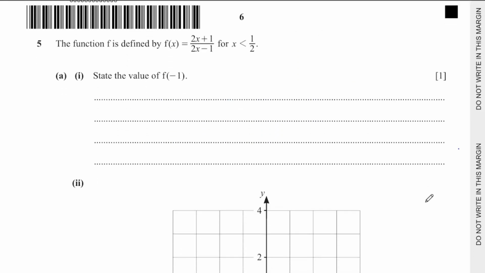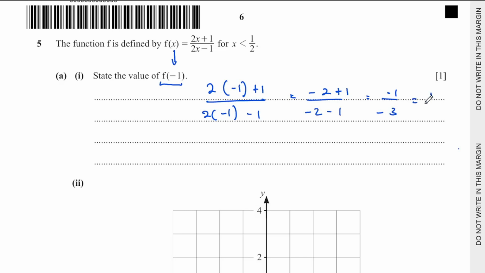The next part asks us about a function. So the function f is defined by f of x equals 2x plus 1 over 2x minus 1 for x less than a half. So any value less than a half, that's the restricted domain on this function. State the value of f of negative 1, which means x in this case is negative 1. So you just put that here, 2 times negative 1 plus 1 over 2 times negative 1 minus 1, which is negative 2 plus 1 over negative 2 minus 1, which is just negative 2 plus 1 is negative 1 over negative 3, which is just 1 over 3.